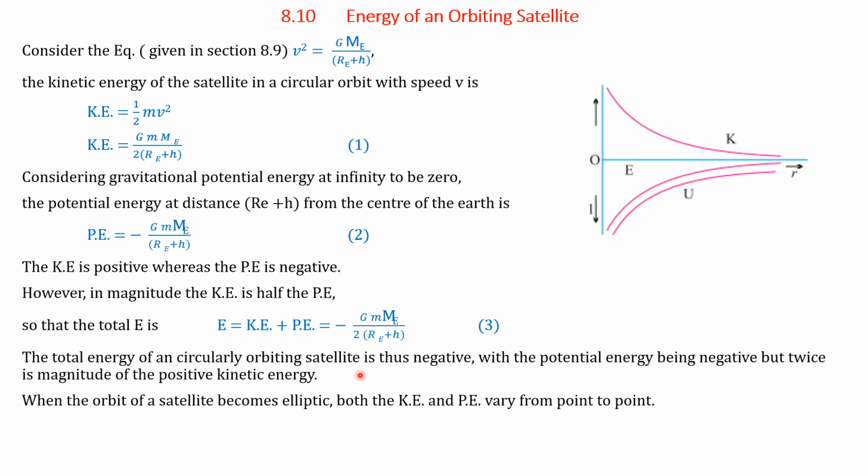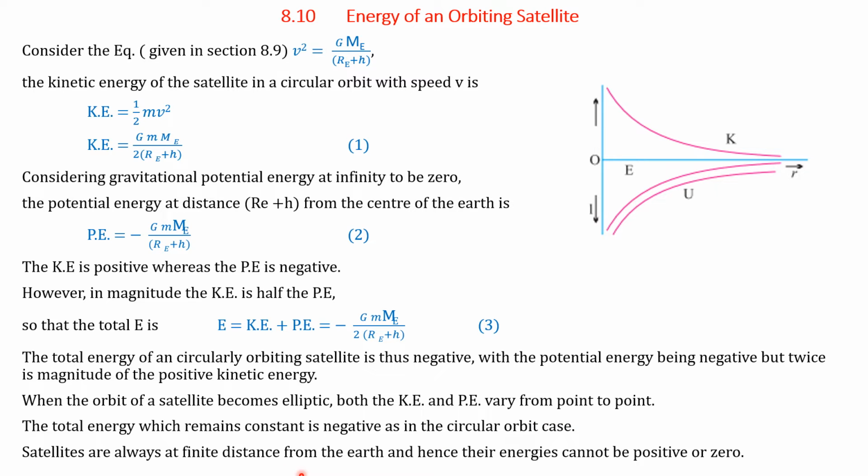When the orbit of a satellite becomes elliptical, both kinetic energy and potential energy vary from point to point. This is also shown in the graph. It is varying from point to point. The total energy, which remains constant, is negative as in the circular orbit case. Satellites are always at a finite distance, that is a definite distance from the earth. Hence their energies cannot be positive or zero. So energies will never be positive or it will never touch the zero axis, x-axis.